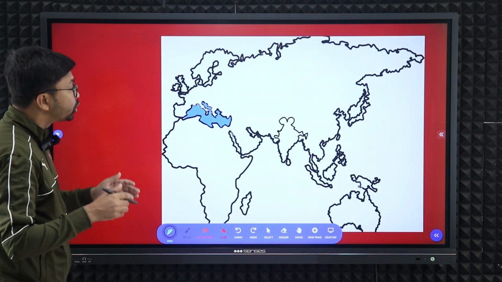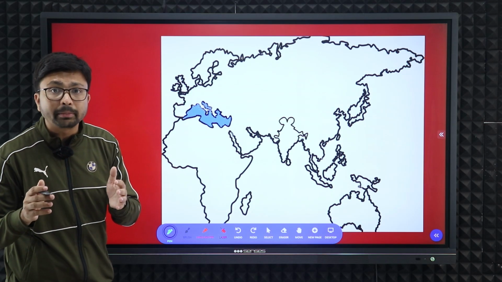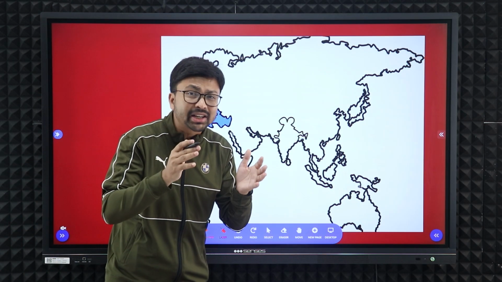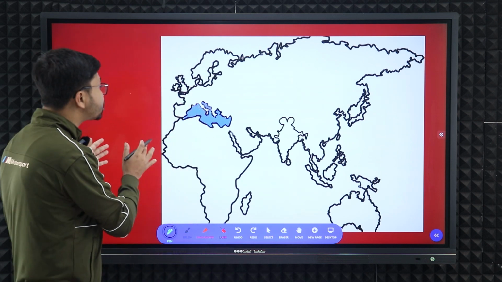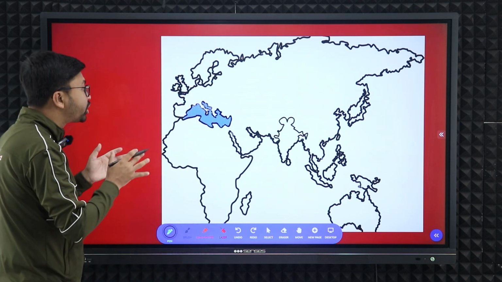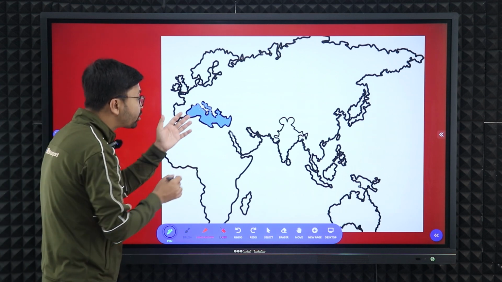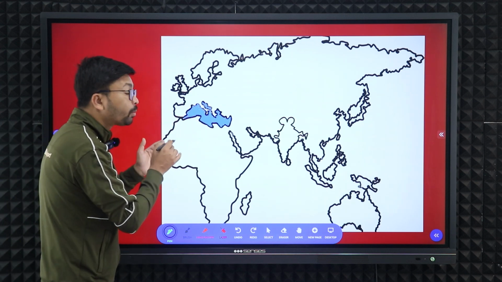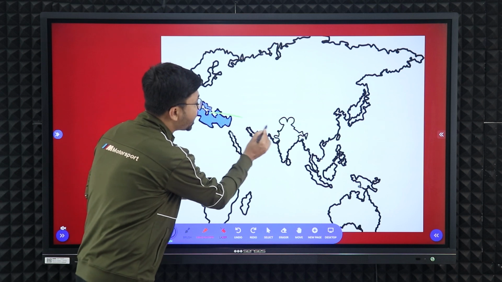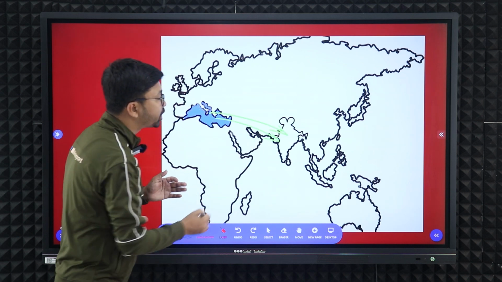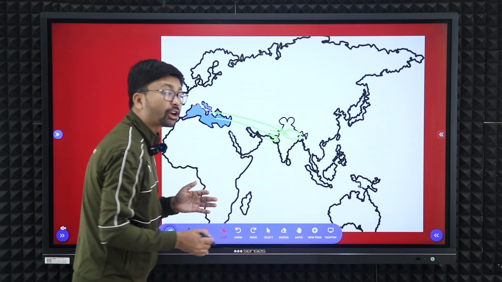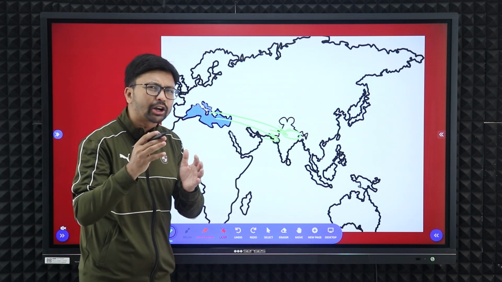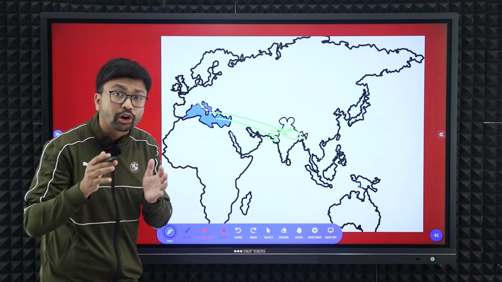Here you need to remember there are two different seasons, summer and winter, and there will be two different jet stream effects. So let's talk about the winter season. During winter, what will happen? Here you can see the Mediterranean Sea. From the Mediterranean Sea towards India, the westerly jet stream will come toward the northern part of India. When it reaches the northern part of India, the temperature will drop down.